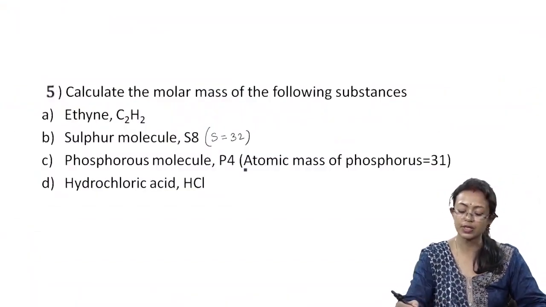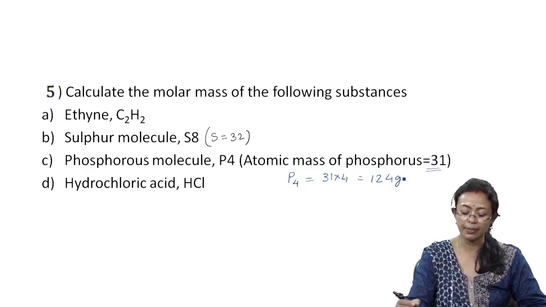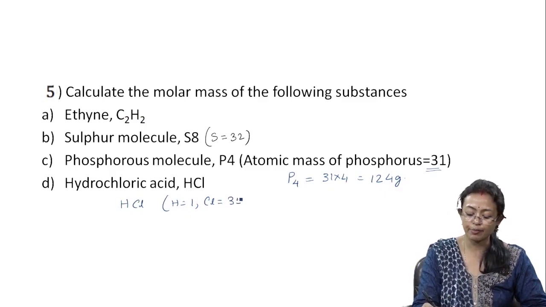Similarly, for phosphorus, what would you do? You will take P4, this is the chemical formula. The atomic mass of phosphorus is already given to be 31. So it is going to be 31 into 4, which is 124 gram. For hydrochloric acid, HCl, hydrogen has atomic mass of 1 and chlorine 35.5.